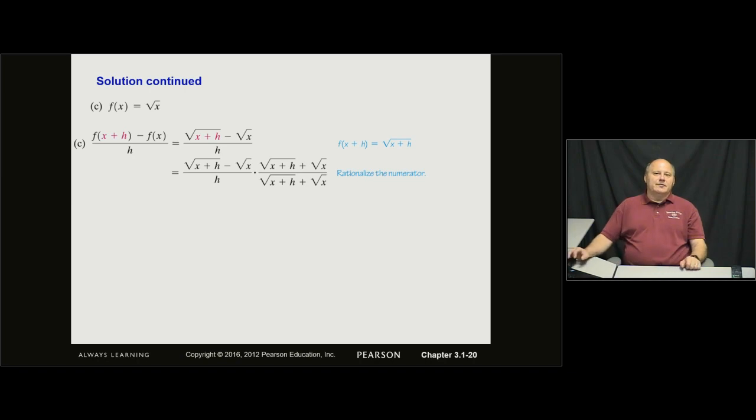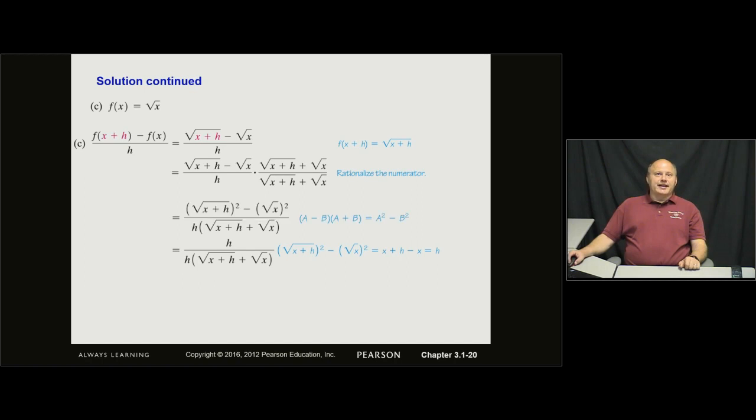Well, look at our next step. We multiply the top and the bottom by what we call the conjugate of the numerator. So it's the square root of x plus h plus the square root of x, top and the bottom. That's called rationalizing the numerator. Why is that called rationalizing the numerator? Because right now the numerator's got the square roots in it, and that's irrational. So when we get through multiplying by the conjugate, the numerator will no longer have the radicals involved. Okay? So let's look at that.